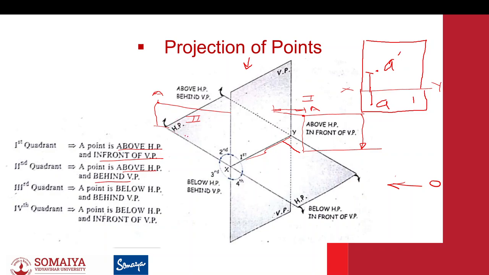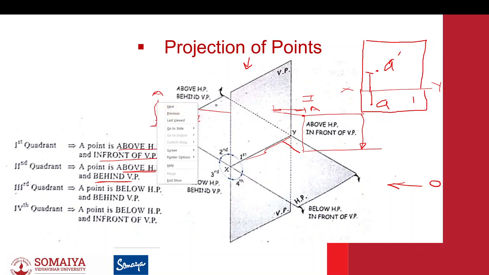Now we always mention the position of point with respect to the horizontal plane. So the point A which is in second quadrant will be designated by the two words, above the HP and behind the VP. So above the HP will be this distance.